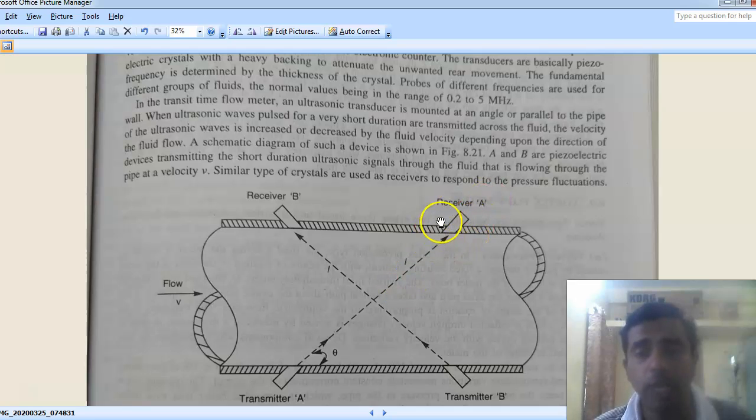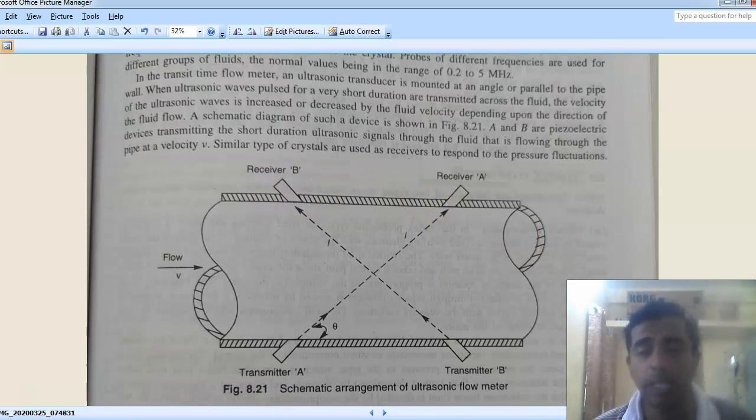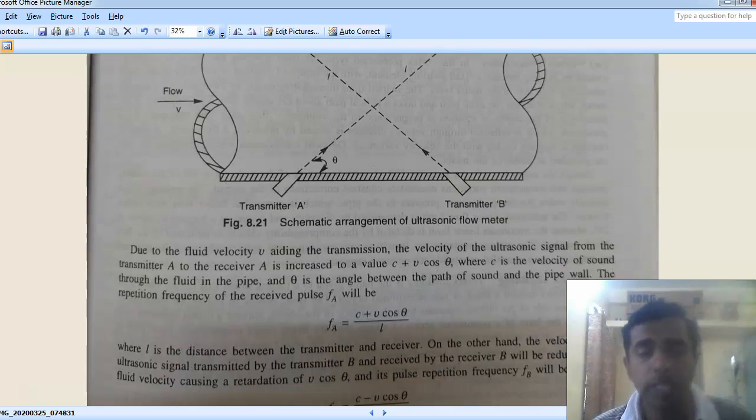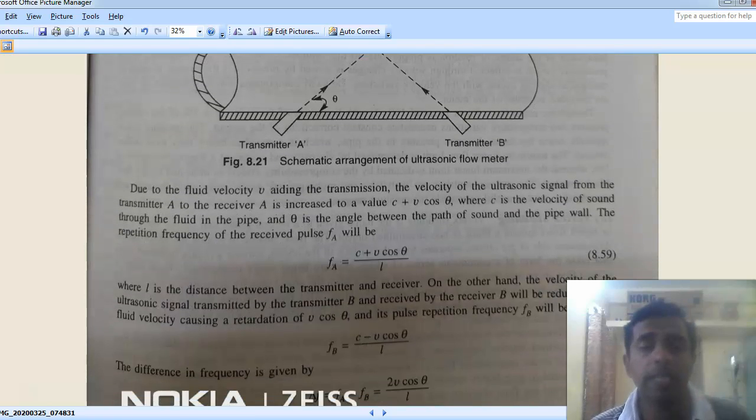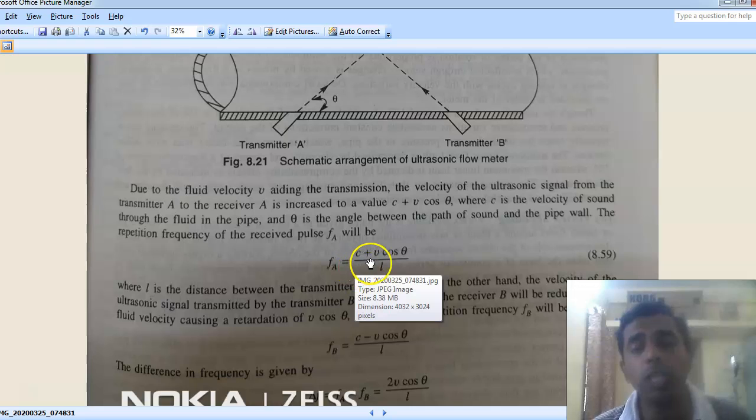So that shifted frequency waves will be received by the receiver A as well as the receiver B. So we'll see what are those frequencies. The frequency received by the receiver A is FA, which is equal to (C plus V cos theta) by L. How does this formula arrive?